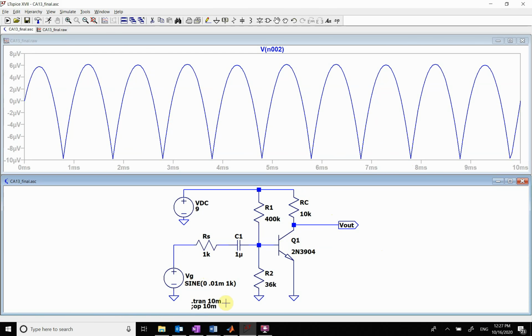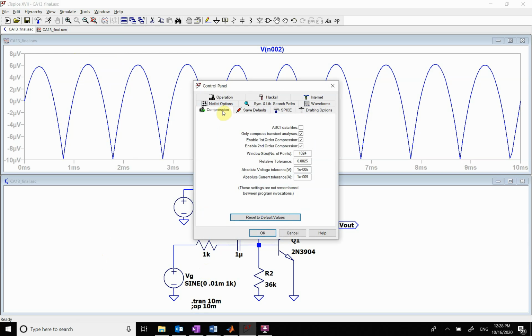So the problem is that this input is so small that it's having problems doing its numerical calculation because all these equations are nonlinear equations. So in order to solve this, we click up here on Simulate and hit Control Panel. This part here that talks about compression talks about all of these tolerances. So relative tolerance, absolute tolerance, and absolute current tolerance. And so what these are doing is they're saying I'm going to do a calculation until I'm within this tolerance.